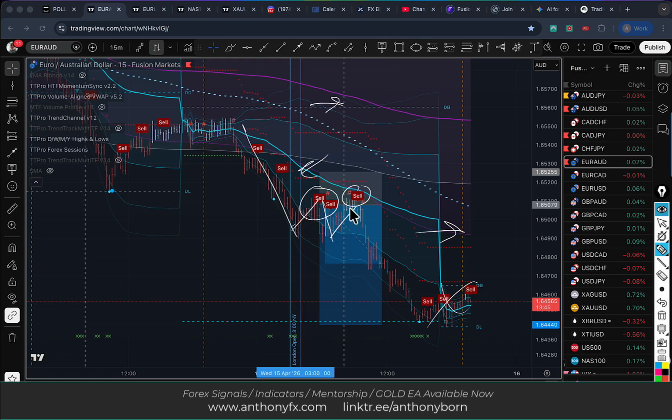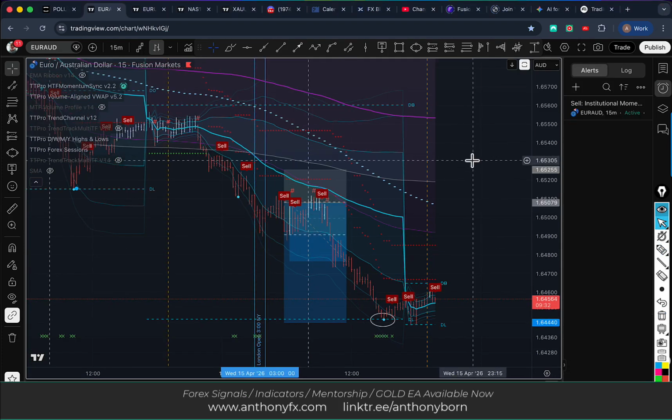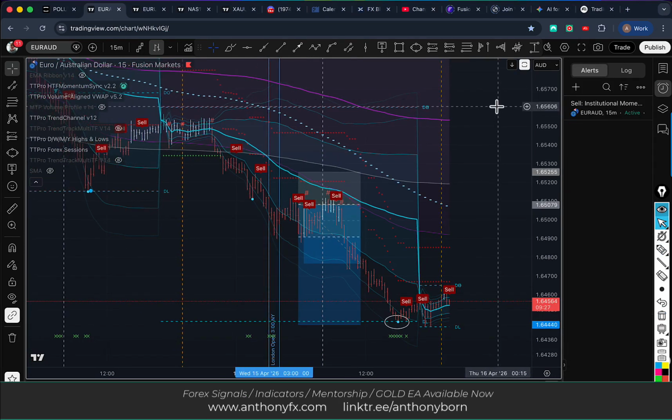So all you have to do is follow. See this blue line? If this blue line is moving in this direction and you get that, you take it. Take that trade. That's all there is to it. It's so simple.